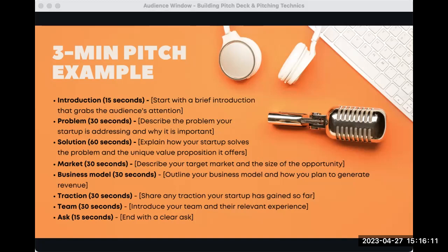Even if you don't have sales right now, you have some traction. So think carefully about what you can say about your traction, for example.